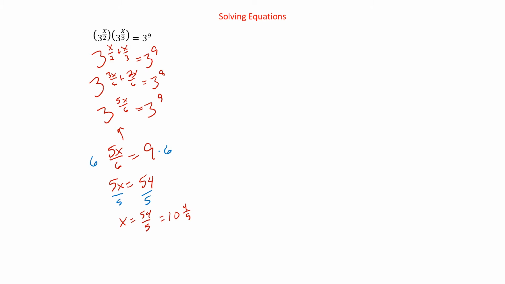So to solve this, again, what we did was we used that product property. So we combined it, we added the exponents, we needed a common denominator, and then once we had 3 to a power equals 3 to a power, the powers had to be equal. And then it was a fairly simple linear equation to solve.